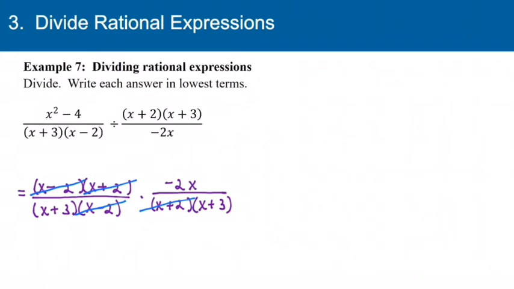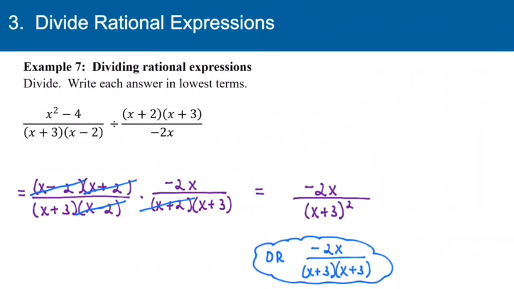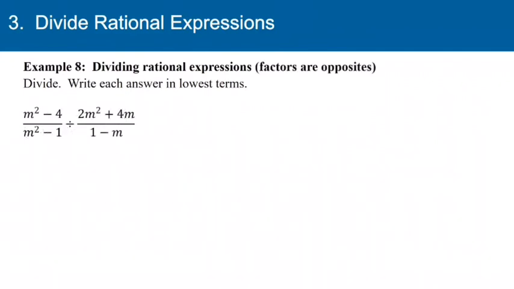So what we're left with is negative 2x in the top and x plus 3 times itself in the bottom. So you may as well write x plus 3 squared instead of writing it out twice. But if you really don't like the exponent, you could write it this way without the exponent. And that's it for example 7. Let's do one last example together.